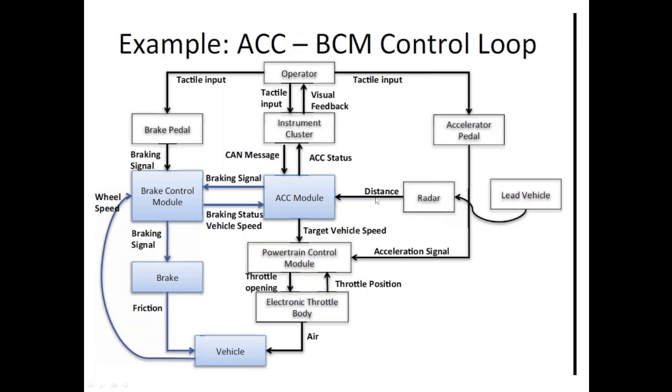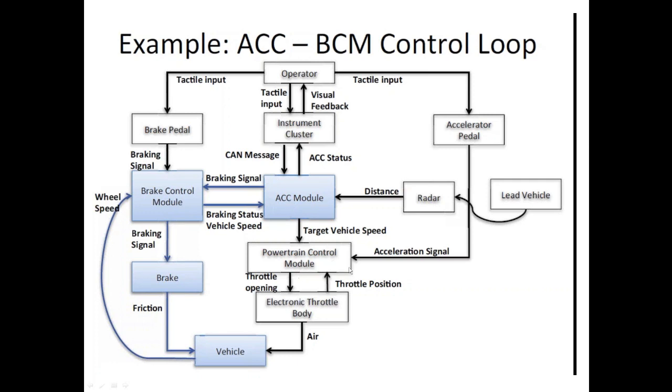It gets input from radar about the lead vehicle, the vehicle in front. It also sends signals to the brake control module when it appears that we need to brake. The brake control module sends a braking signal to the brake. The brake, through friction, stops the vehicle. There's feedback, usually of various kinds. For example, the speed of the wheels gives feedback to the brake control and eventually to the ACC, which provides feedback to the ACC module.